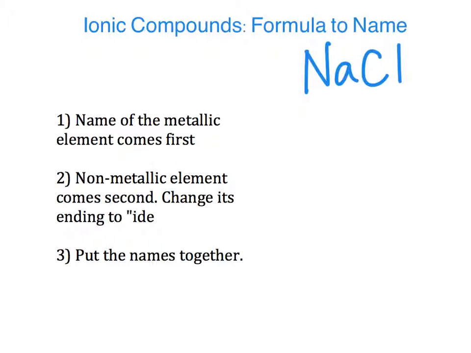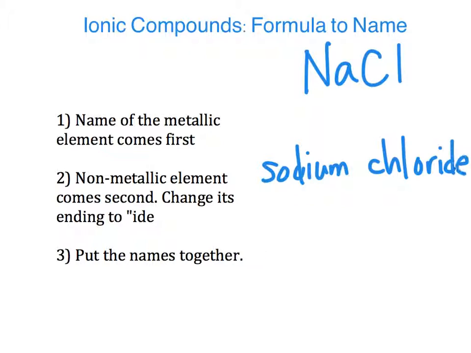So first, we're going to write down the name of the metallic element. And we always write the metallic element first. Okay, so sodium. Next, you're going to write the name of the non-metallic element after that, except I'm changing its ending to "ide." Okay, so instead of sodium chlorine, I'm going to change it to sodium chloride. You put those names together, and that's how we come up with the name. So NaCl, the chemical name for that, is sodium chloride.